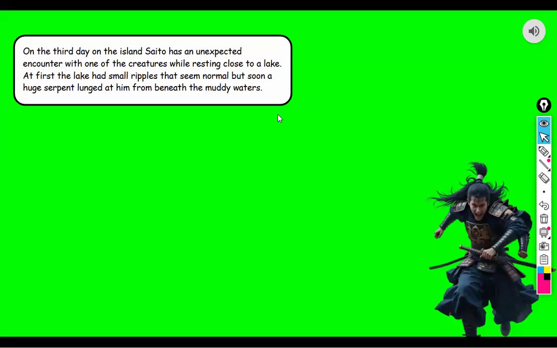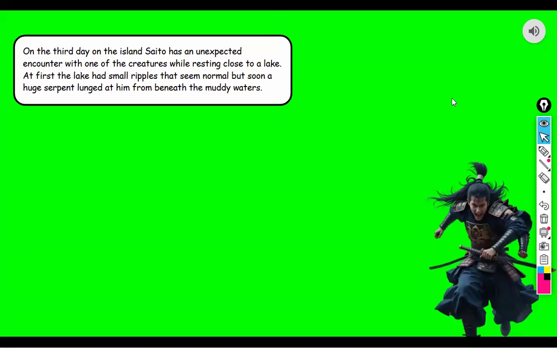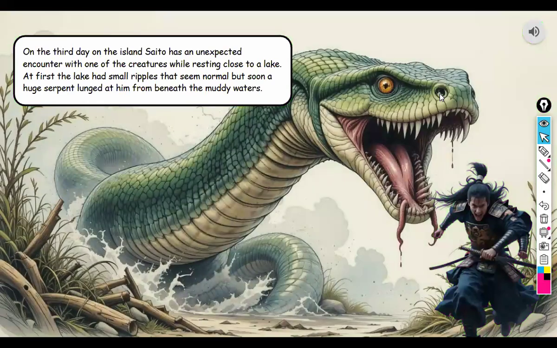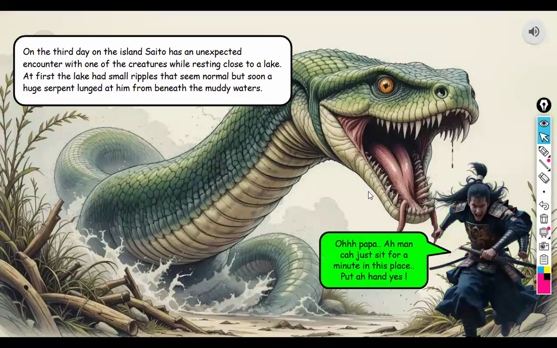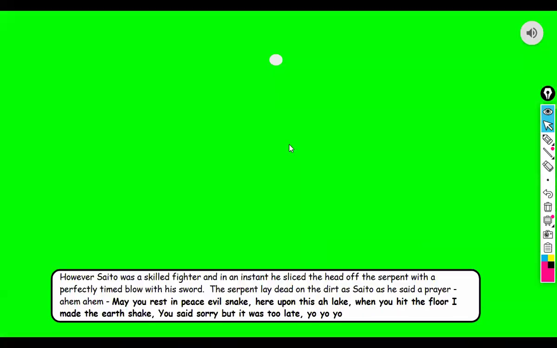All right. So on the third day on the island, there was I guess a monster lurking where Saito was. A huge serpent, well, a snake. So Saito is having some problems relaxing on this island here. But I'm sure he will take care of this. You can hear the rock music in the back there.